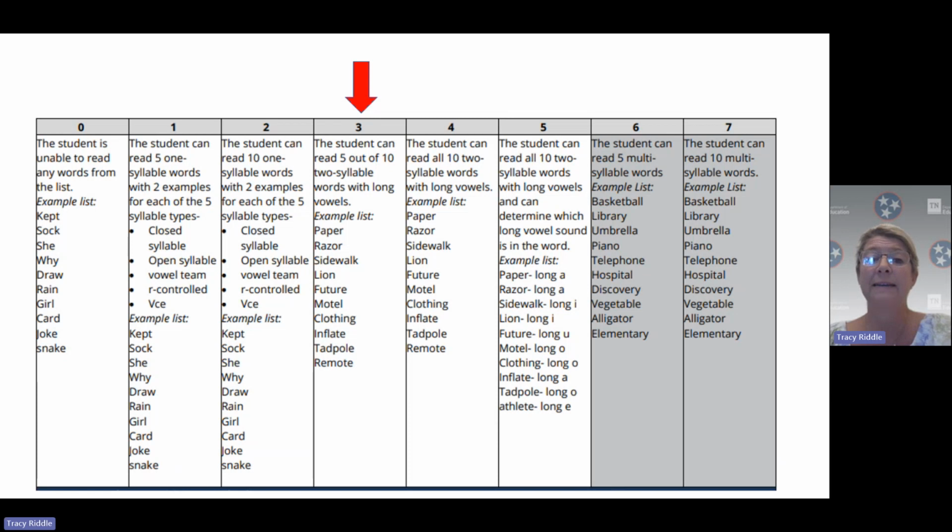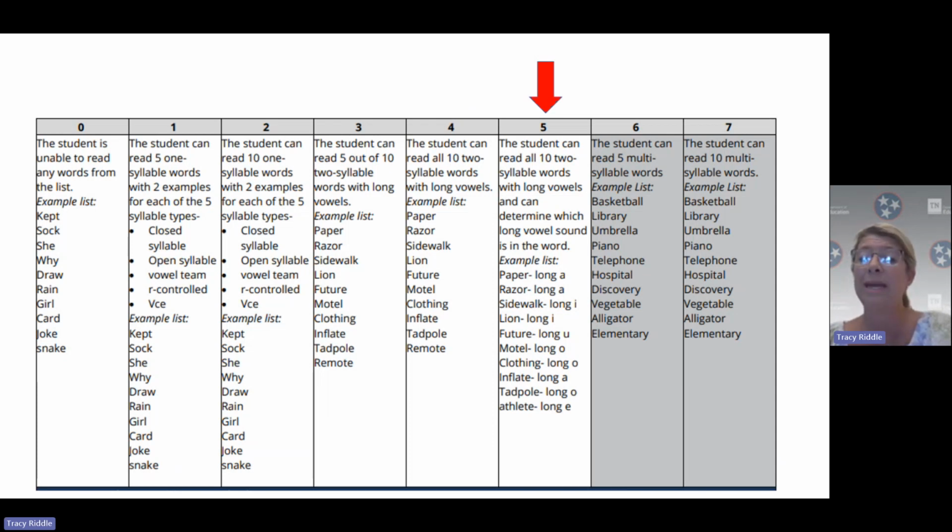If the students can read 5 of those 10 words, that is the score of a level 3. If they have mastered at a level 3, you do not have to upload evidence of level 2. If students can read all 10 of the two-syllable words with long vowels, that is the score of a level 4.